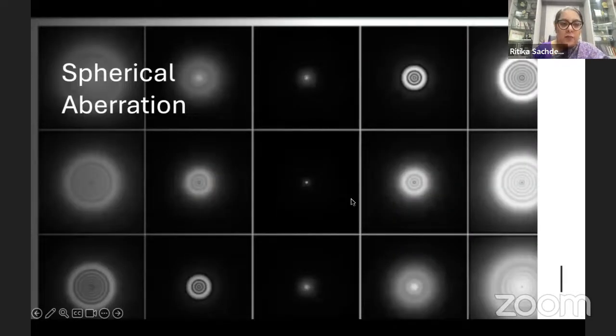Let's study the kinds of aberrations that we are looking at in these two cases. The most common aberration that we've all heard of is spherical aberration. Spherical aberration is responsible for glare.